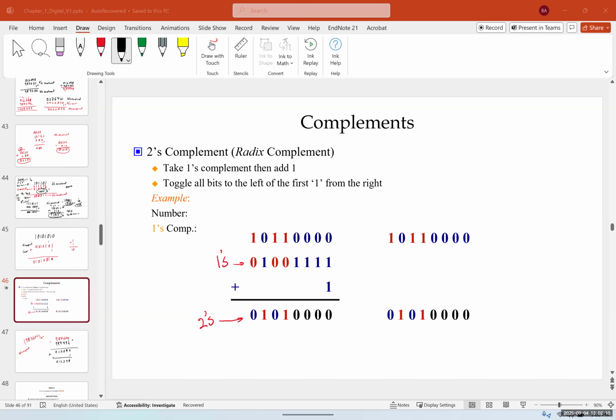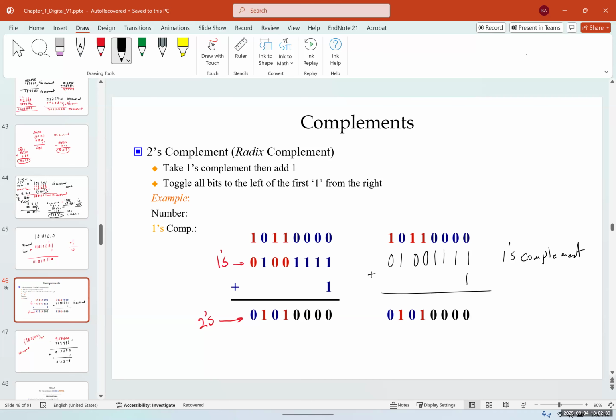So we learned if we want to find the r minus 1 complement, or 1's complement, for the base of 2, we simply change all our zeros to 1's and all the 1's to 0's. And this would be our 1's complement. And simply to find the 2's complement, I would add 1 to this.